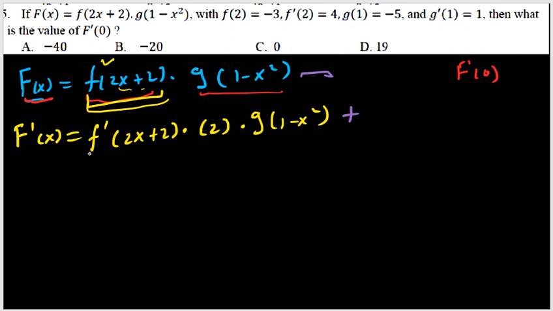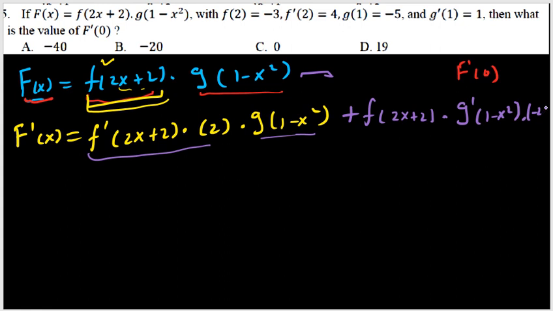First derivative done, times the second function as it is, plus the first function as it is, f of 2x plus 2, times the g derivative, which will be g derivative of 1 minus x square times negative 2x, because the derivative of negative x square will be negative 2x. Here, negative 2x.